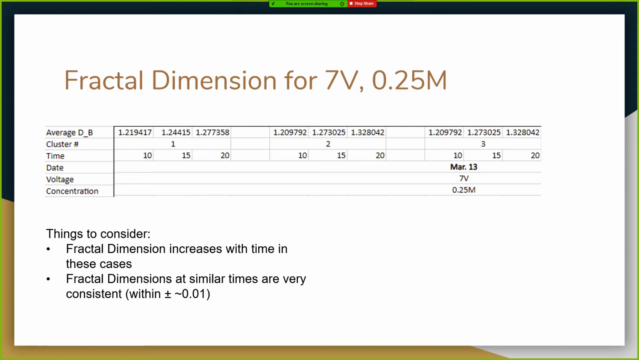So potentially the consistency of that fractal dimension indicates we might be able to attribute an expected value for these parameters.